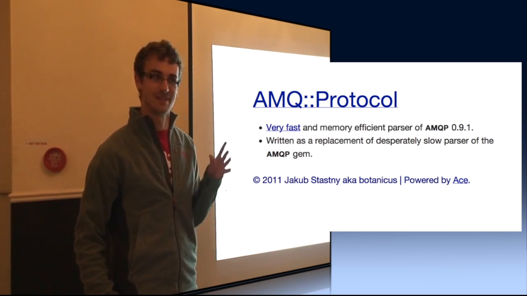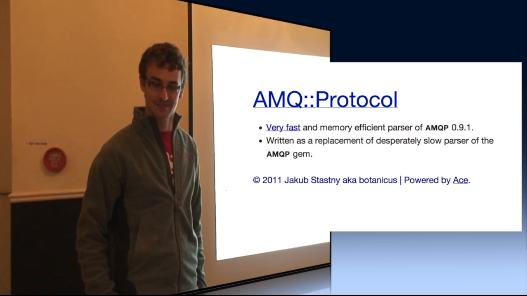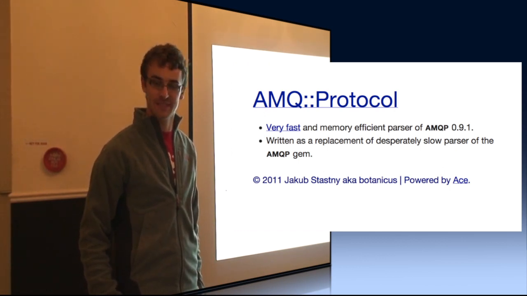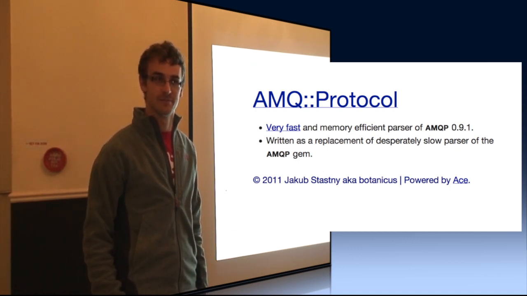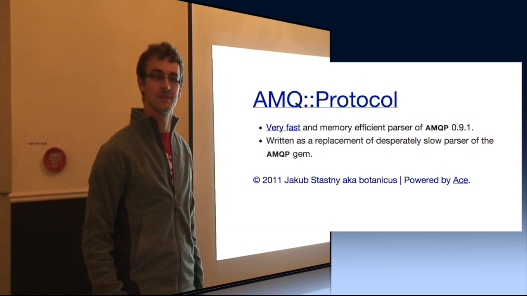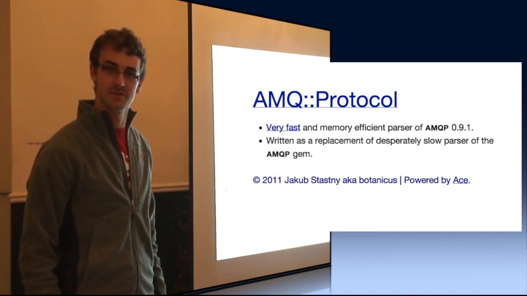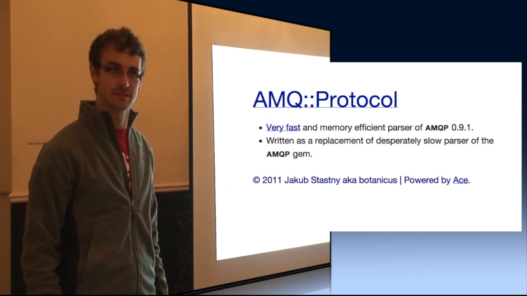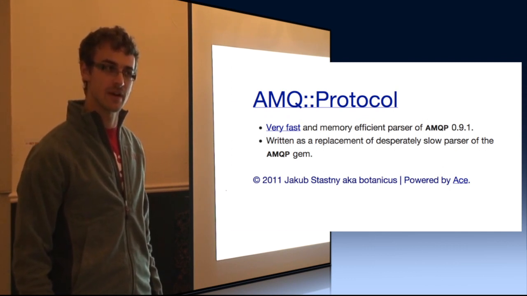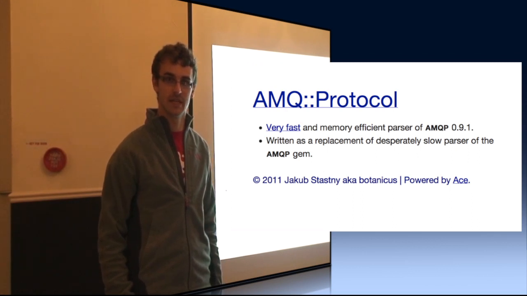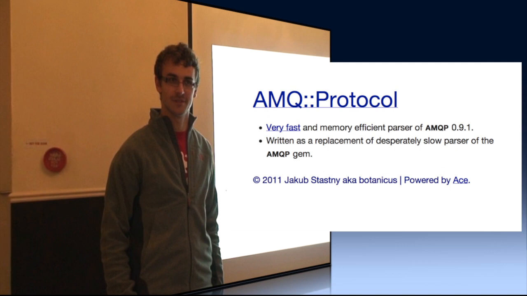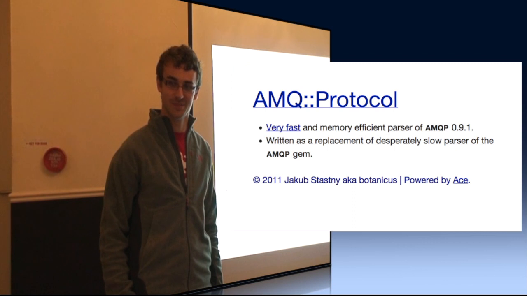I'll probably keep it rather short because it's more in-depth into Ruby. So basically, there are quite a few libraries for Ruby. The most low-level one is the AMQ protocol gem, which is basically just a parser of AMQP. It's really fast, and the AMQP gem, which is the most popular option, is now built on top of this gem, so it's much faster than it used to be.